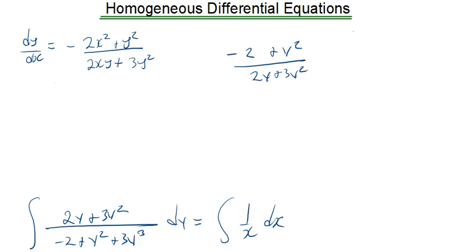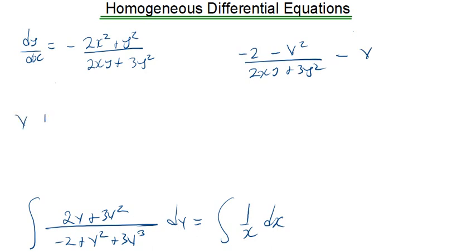Then we had to bring in, by the way, the negative was supposed to be alone. So in this case, if I distribute the negative, it becomes minus 2 minus v squared divided by what? Divided by 2xy plus 3y squared. Then I say minus v, which is the v that was on the other side. Remember to say we had v plus x dv dx. Okay, just want to rectify that.